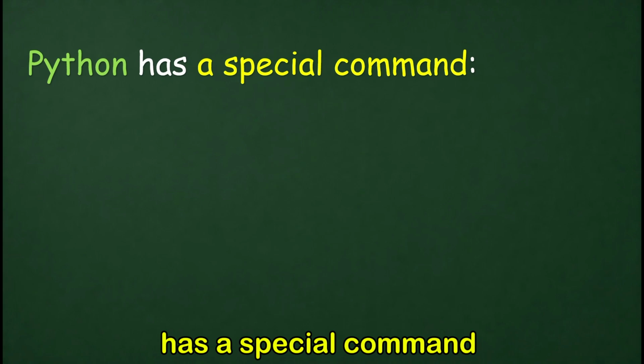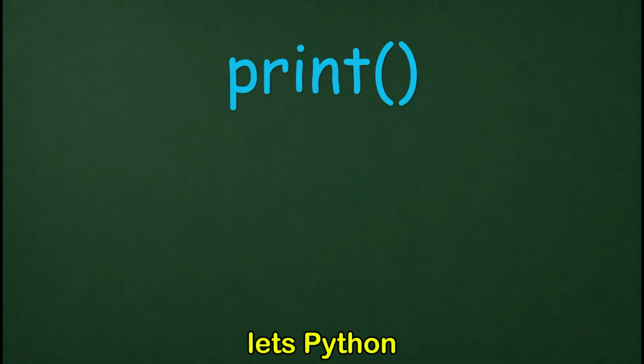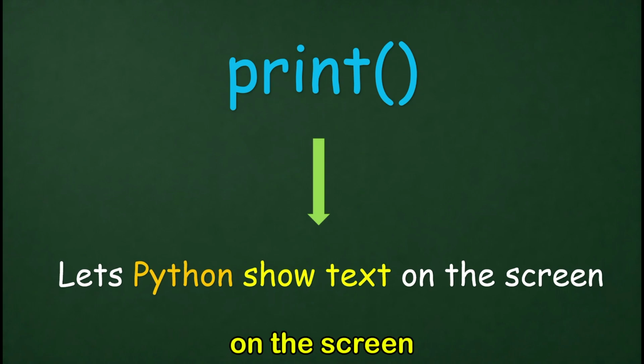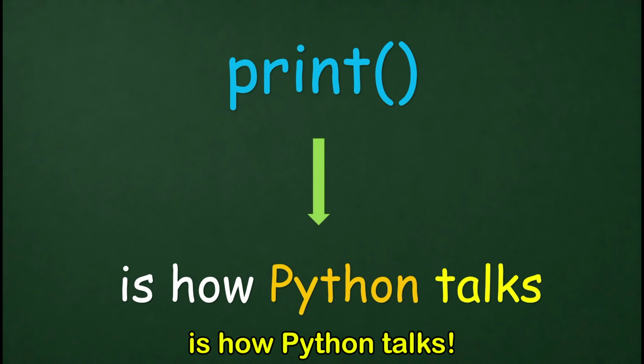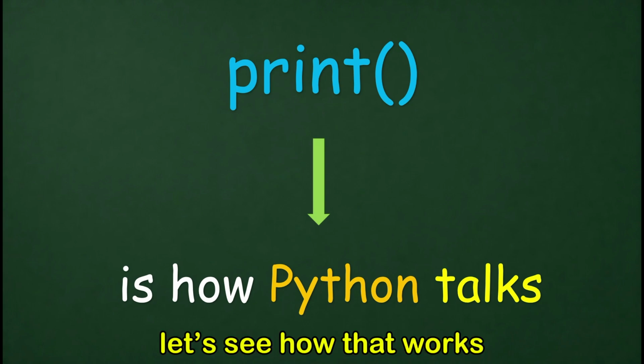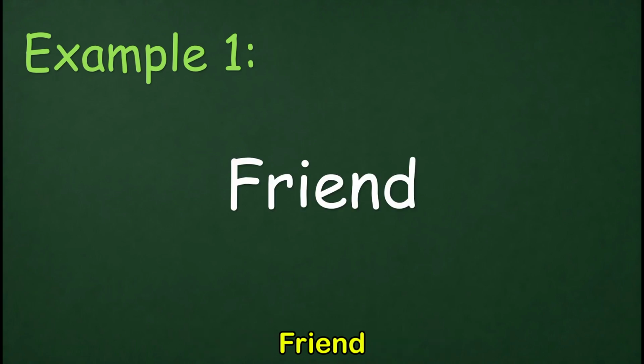Python has a special command called print, and print lets Python show text on the screen. So in other words, print is how Python talks. Now, let's see how that works. Our first example is friend. Now, before Python can show this text, Python first has to recognize it as text. So what do we do? Yes, we put it inside quotation marks.